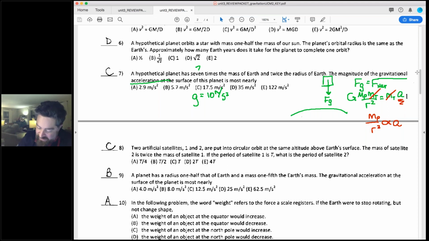Like we did in the previous question, I'm going to focus on doing this 2 times. The first time, I'm going to do it for Earth. Mass of the planet over the radius squared: for Earth, we have a mass of 1 and a radius of 1, which gives me a value of 1. Then I'm going to do it a second time for this hypothetical planet, which has 7 times the mass and twice the radius. I have to remember to square that denominator. So I have 7 over 2 squared, which gives me 7 over 4. 7 over 4 is a bigger number than 1.